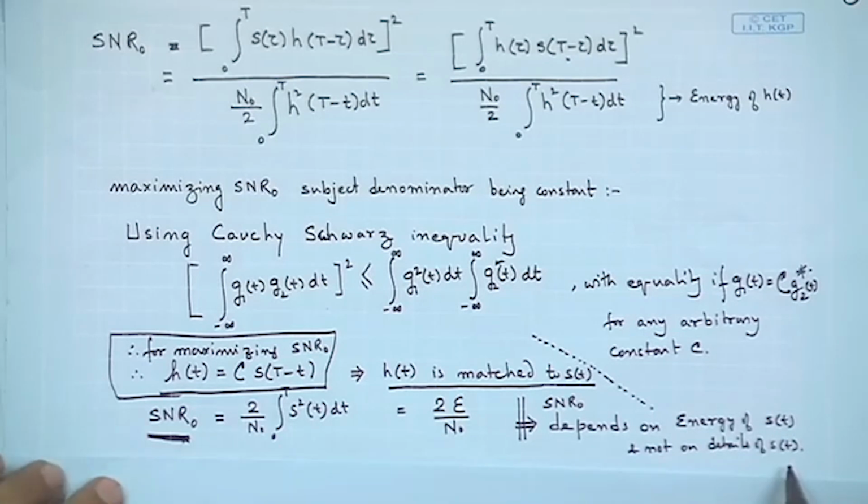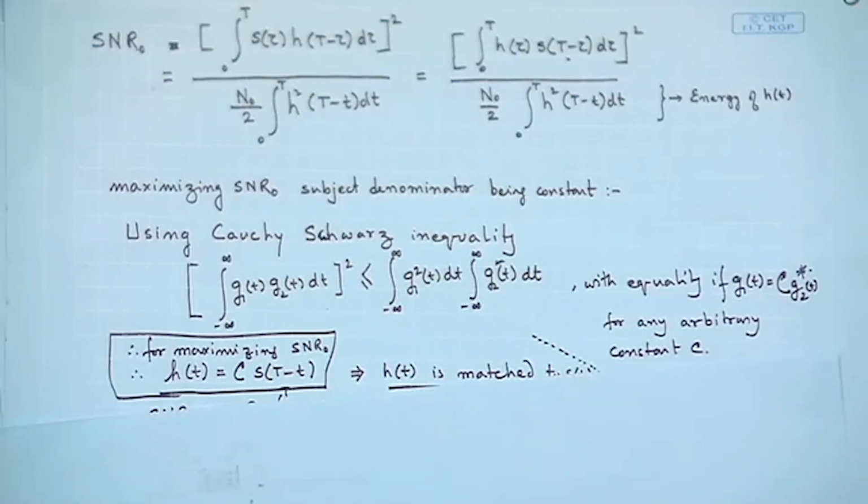Why does it not depend on s of t? Simply because we have matched the filter with that of s of t. Whatever s of t is, h of t will be matched to that. So, we do not need to know the details of s of t any further while calculating the SNR output. While calculating the SNR output, we already assume that given any s of t, h of t will be matched to that, and therefore we can easily calculate the SNR output.